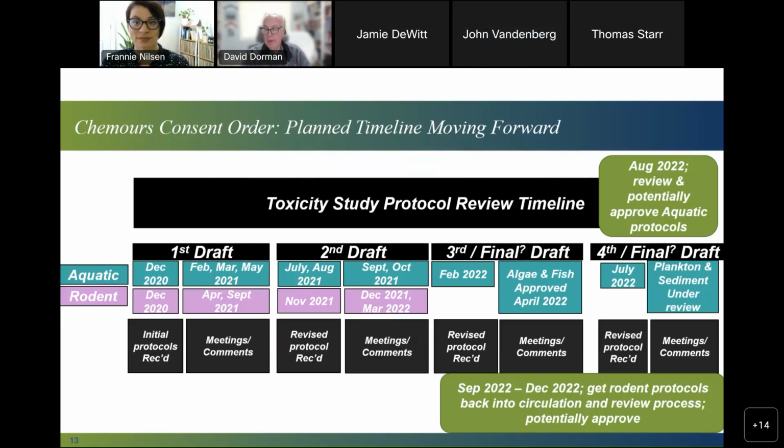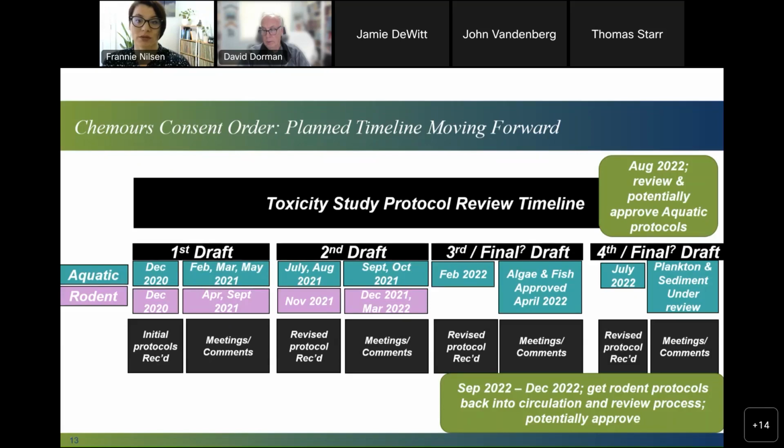Franny, did the consent order actually specify which OECD guidelines or EPA guidelines would be followed in the design? Because that would also tell you what endpoints are likely to be included, right? Right. I believe there were some specifics listed, and we've been going back and forth with Chemours and the contract labs about which ones are more appropriate based on the information we have now, separately from the information we had 4 years ago.